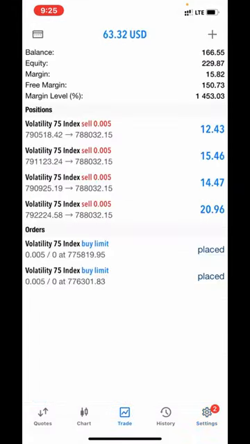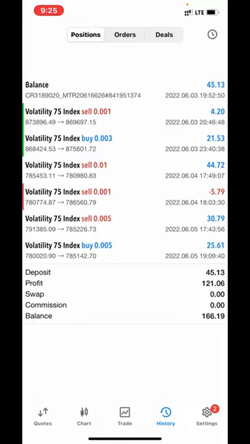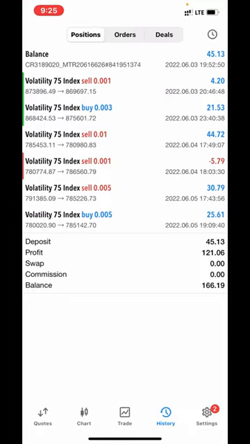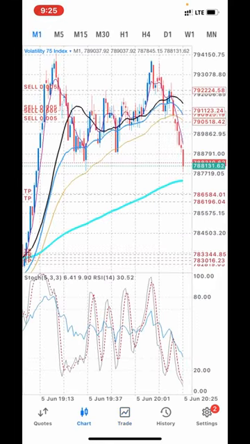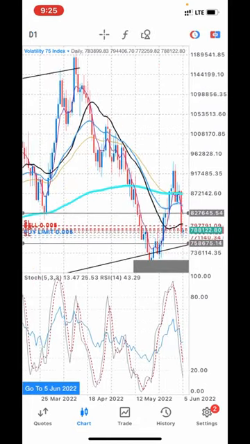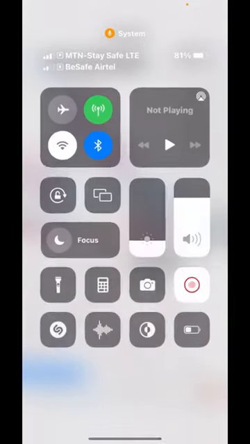All right, now let me go to the history. As you can see, I deposited $45. That was what I deposited. So right now, as we speak, I am at $224 from $45. Now I can close all these trades if I want to, but let me show you my charts. Let me go on a 1 day. As you can see, I've already crossed.